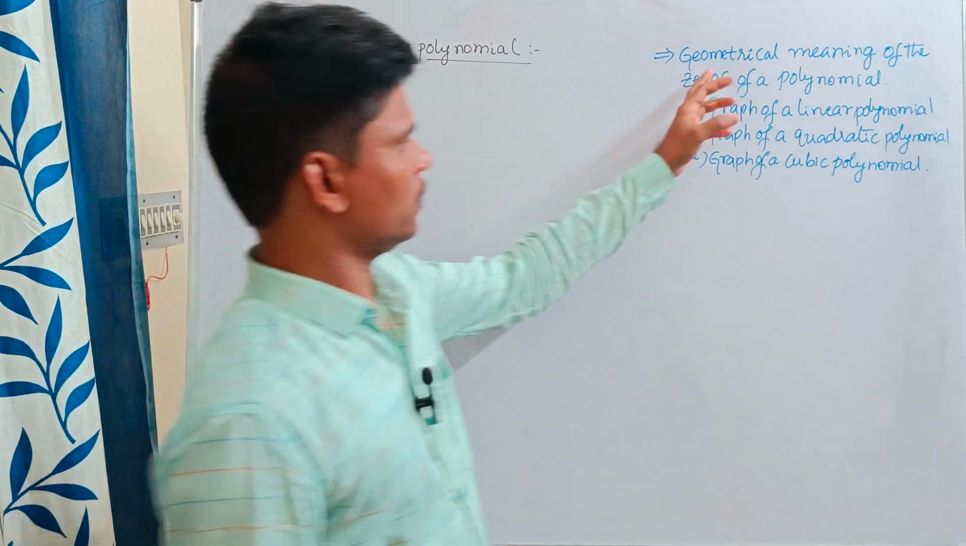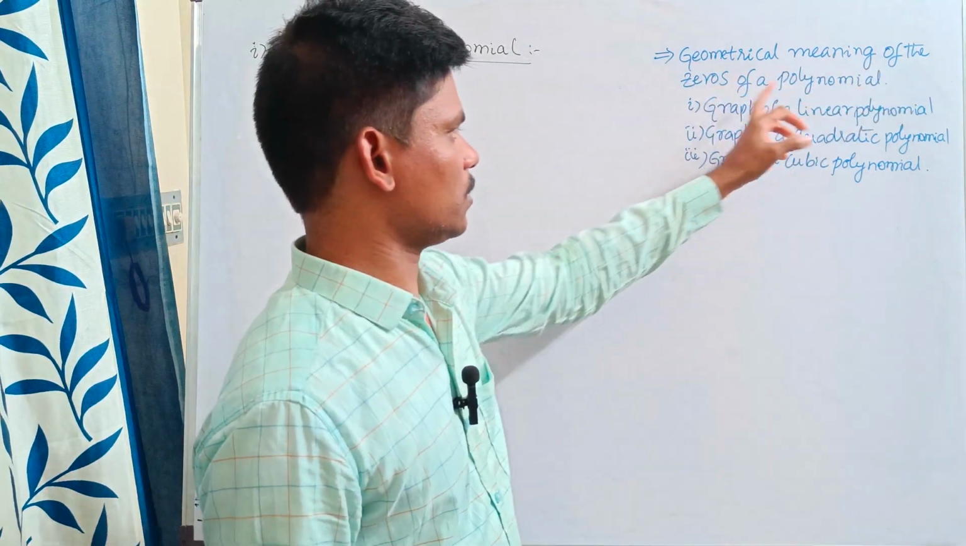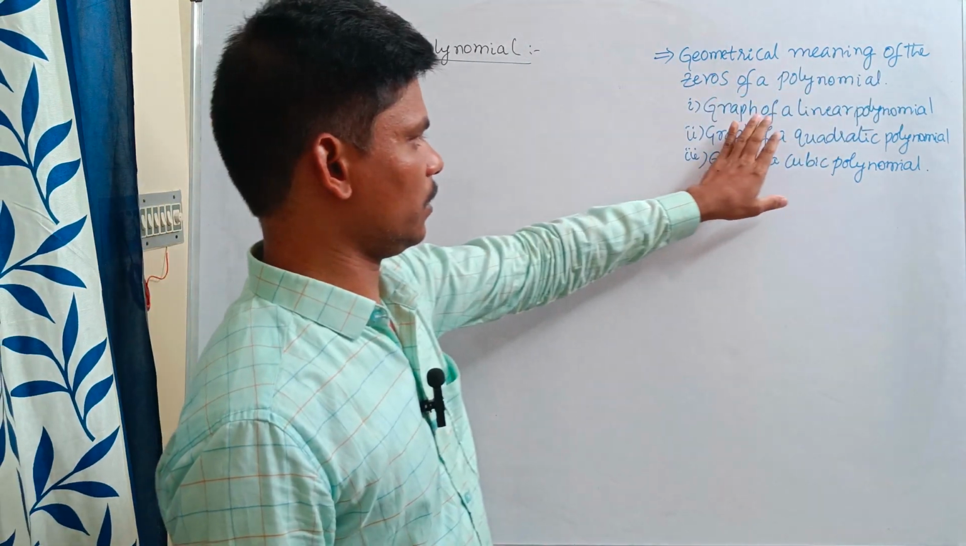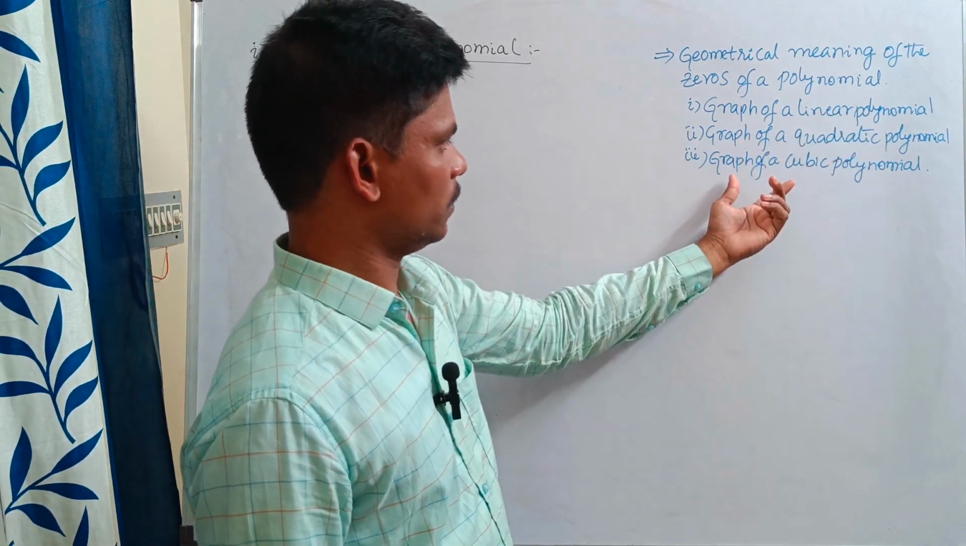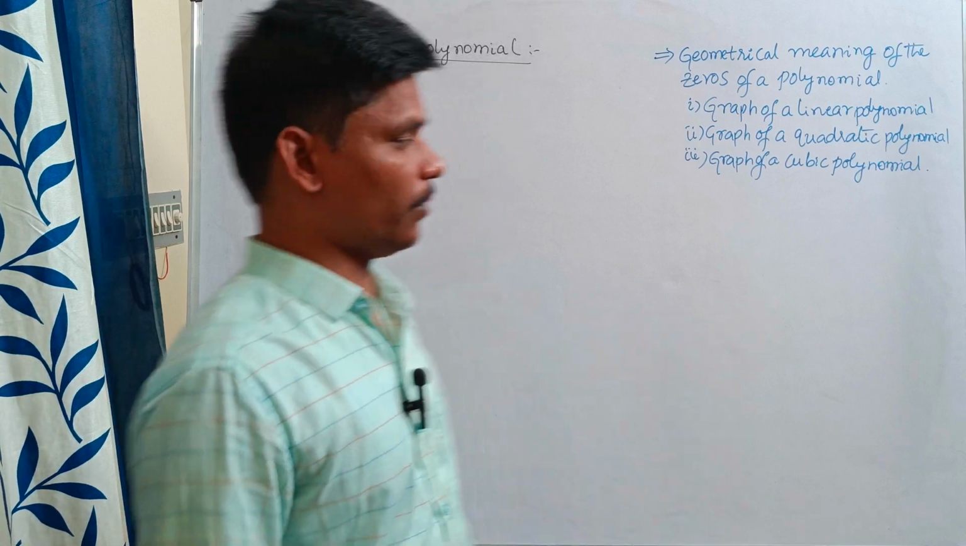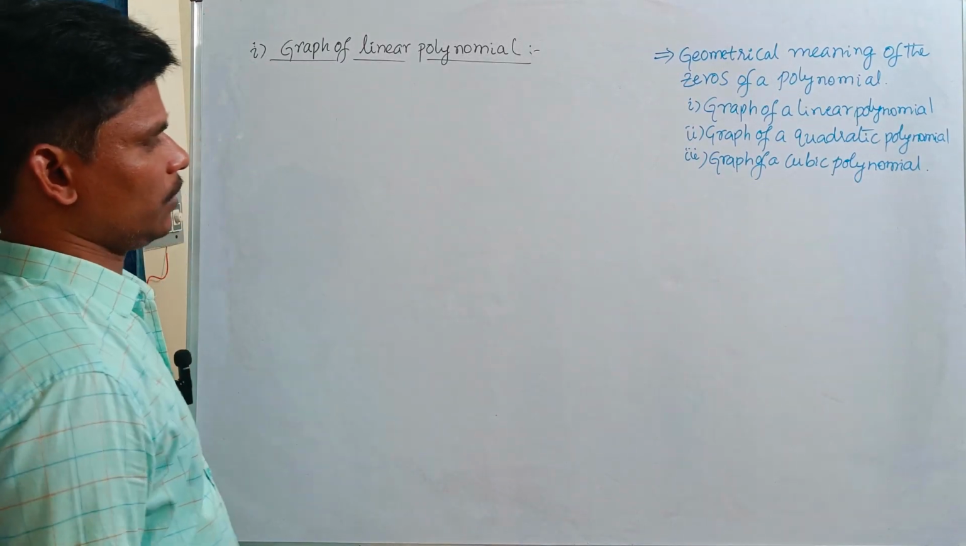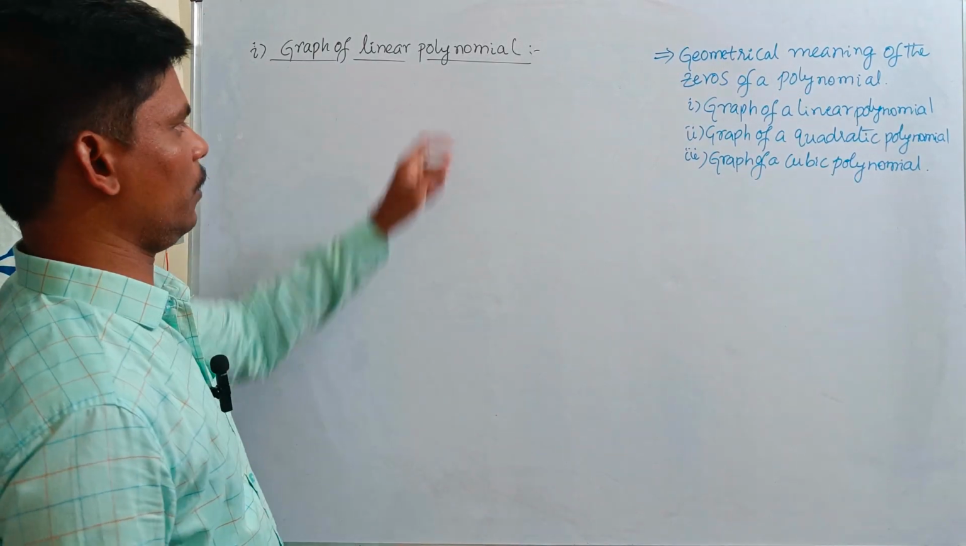Next one, geometrical meaning of the zeros of a polynomial. First, the graph of a linear polynomial. Second, the graph of a quadratic polynomial. Third, the graph of a cubic polynomial. First one, the graph of a linear polynomial.